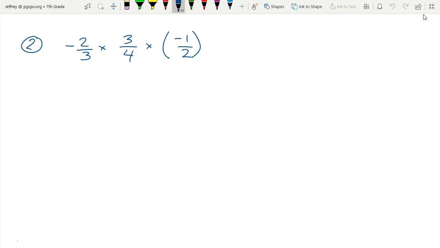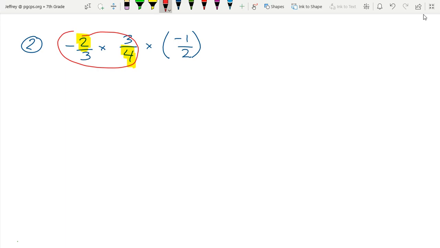Okay, so let's try number 2. We have negative 2/3 times 3/4 times negative 1/2. Now, I'm going to apply cross-canceling or cross-simplifying. To make it easier, I'm going to do these first two things first. Now, I need to think about the numerator and its opposite denominator. So I need to simplify 2 and 4. Can I divide evenly into 2 and 4?